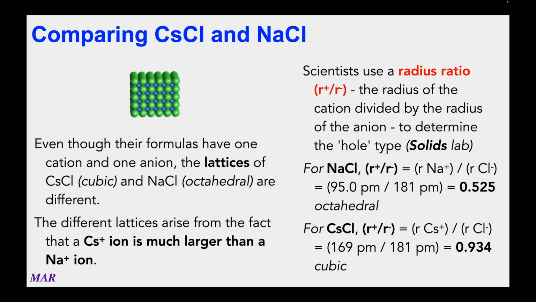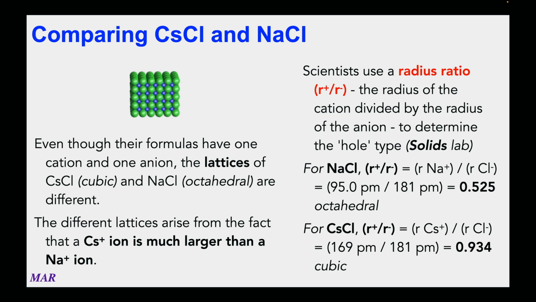On the other hand, the radius ratio for cesium chloride, you can see, is a lot bigger. Cesium's a much bigger atom. Sodium was 95.0 and cesium is 169. So the calculated radius ratio for cesium chloride is 0.934, and that's a lot bigger, so it has a different kind of unit cell. It's a cubic cell, so it's pretty chill.